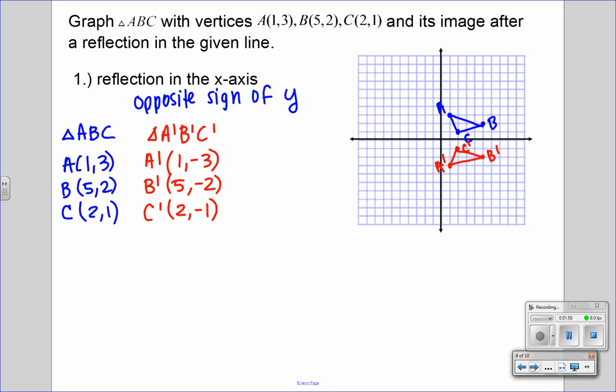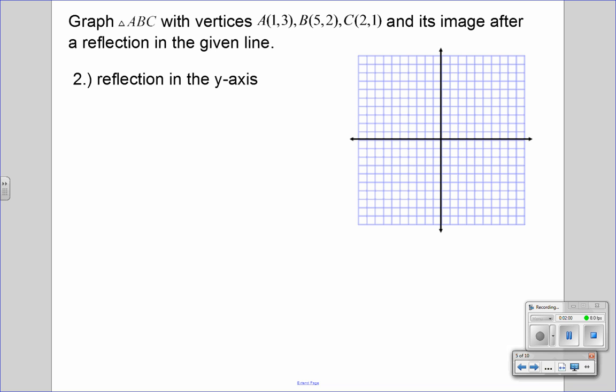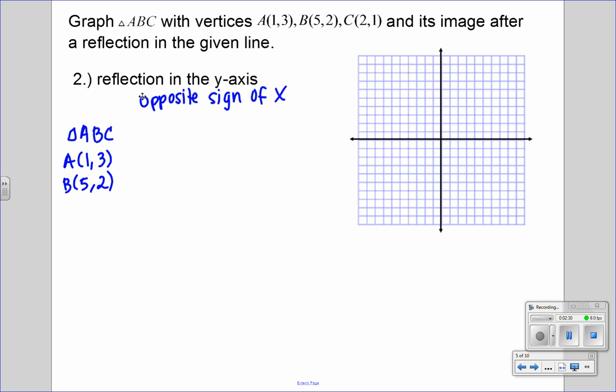Let's try another one of these, okay? This time we have a reflection in the y-axis. And when we have a reflection in the y-axis, we take the opposite sign of the x's. So let's write down our pre-image. A is (1, 3). B is (5, 2). And C is (2, 1).